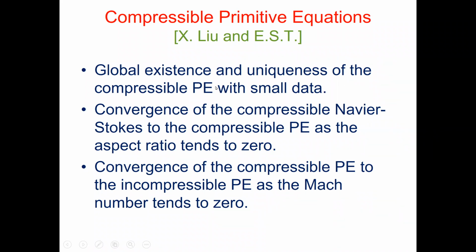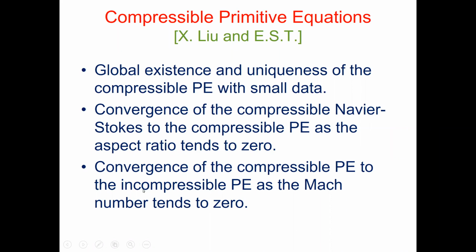So we prove that. Then later, we look at the compressible Navier-Stokes equation, and see, does it converge to the compressible primitive equation as the aspect ratio goes to 0? This is the equivalent of the result that I mentioned earlier for the incompressible case with Jin-Kai Lee. And we can show that again for small initial data as the aspect ratio goes to 0. The next thing is, do we have convergence of the compressible Navier-Stokes to the incompressible primitive equation?